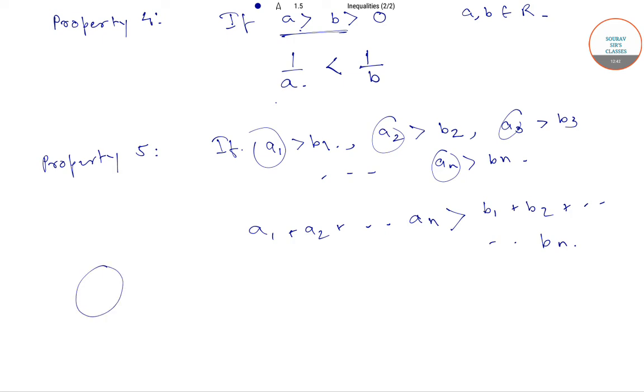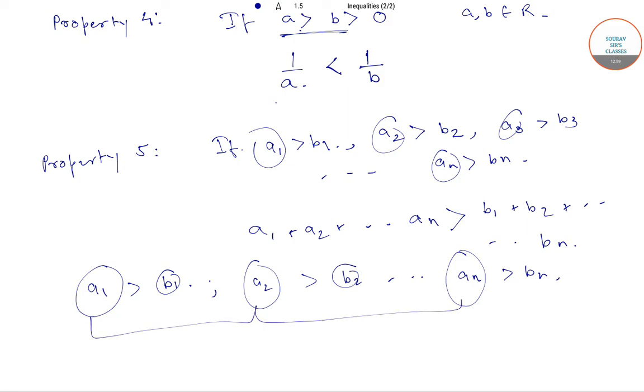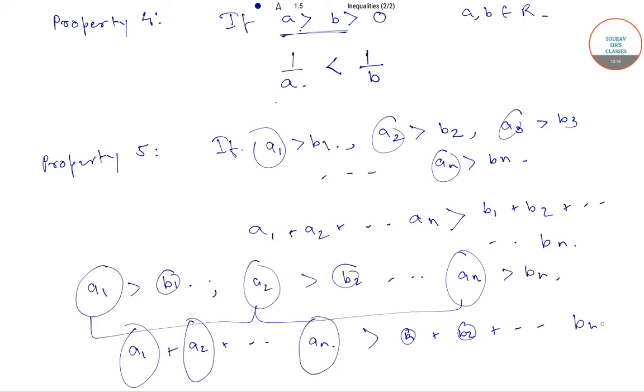So what is it? That is, A1 is greater than B1, then A2 is greater than B2, and so on till AN is greater than Bn. Then if we sum all of these, that is A1 plus A2 plus so on till AN, then this would be greater than B1 plus B2 plus so on till Bn.